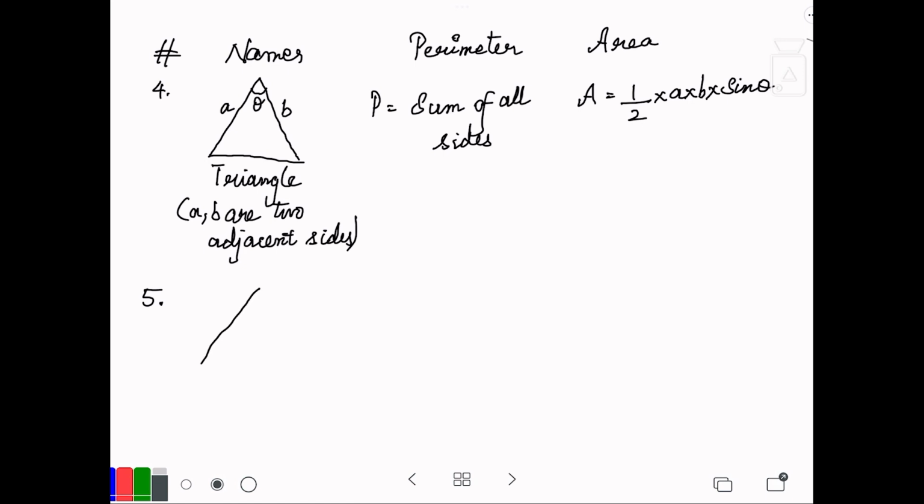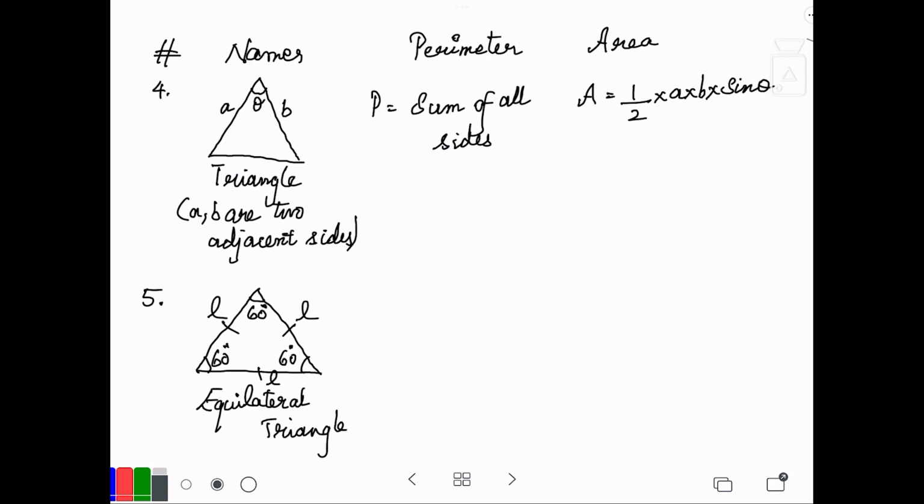Now I am going to introduce you to one more triangle, which is called an equilateral triangle. You may ask me, isn't the same formula we used in the fourth part applicable for an equilateral triangle? We can use it, but I am going to give you one more formula to use whenever it is an equilateral triangle.